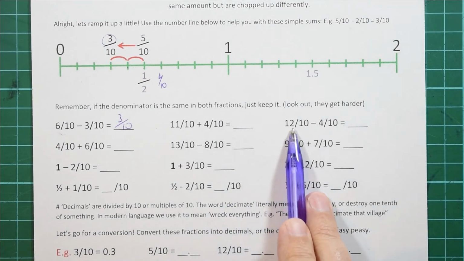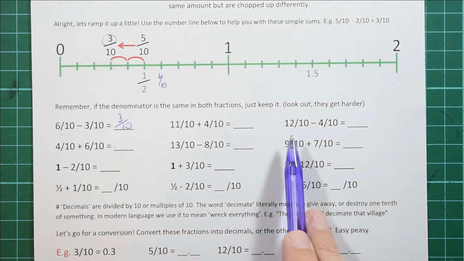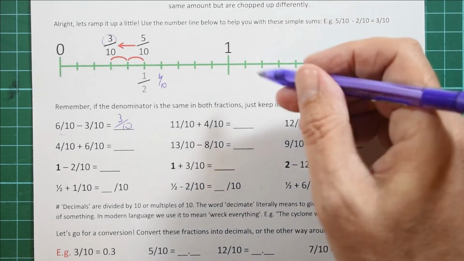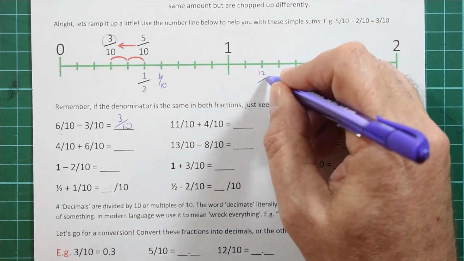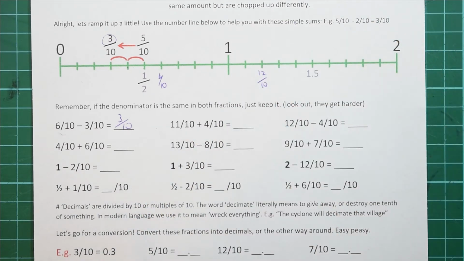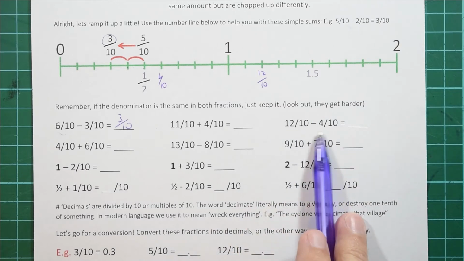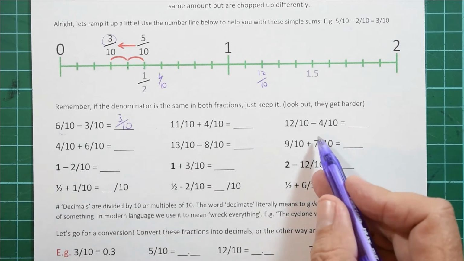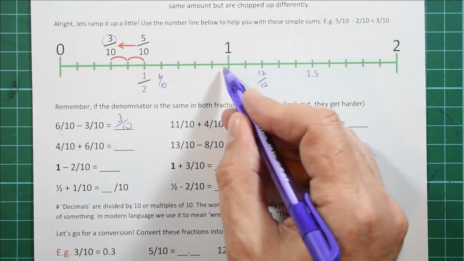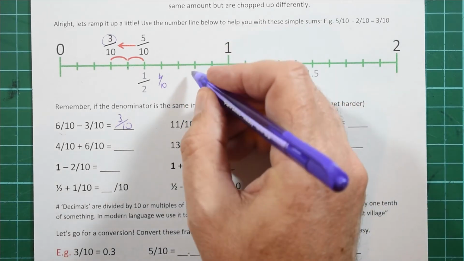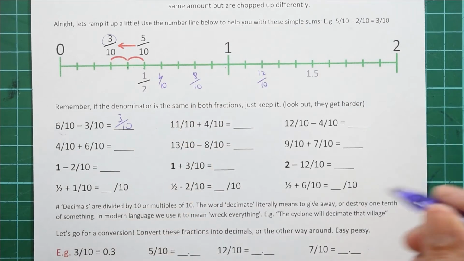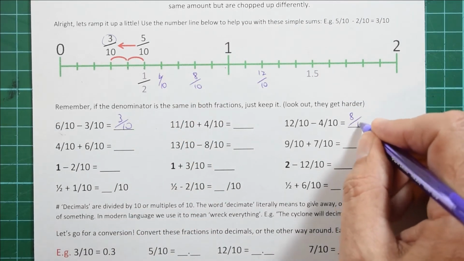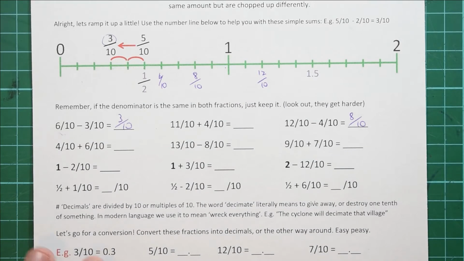Look out for these ones here where there's an improper fraction, because you're starting with 12 tenths, which would be here, right? 12 tenths more than 1, and you're subtracting 4, so you're going to actually go back below 1 again. So take 12, take away 4, 1, 2, 3, 4, you're going to end up with 8 tenths there, right? Take your time, have a look.